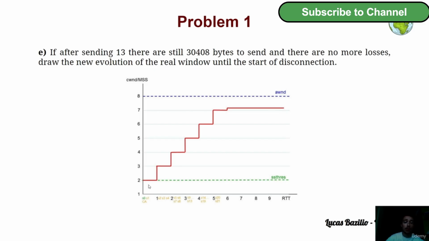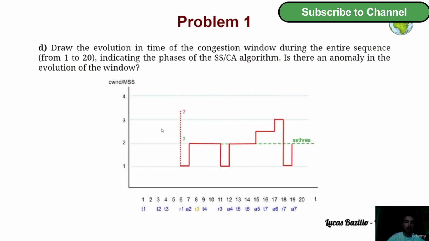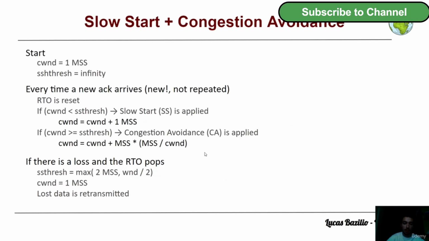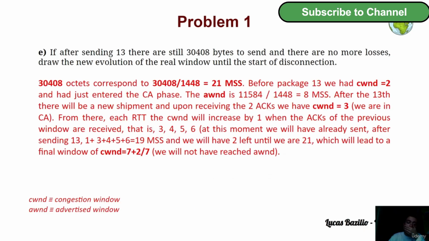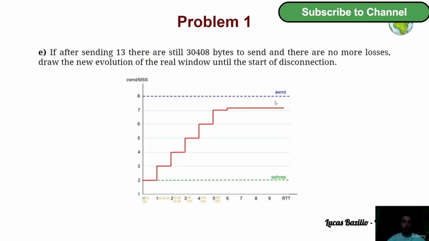Keep in mind that here we are considering the case from the package 13. Essentially we continue this graph that we saw before, but now instead of beginning from time 1, we begin from time 13, from the exchange 13. This origin of the plot is the exchange 13, and now the x-axis is 1 round trip time. So at each round trip time, the congestion window will be increased by 1. This is what happens in the congestion avoidance. And then the final increment is 7 plus 2 divided by 7, so we will never reach the value 8, which is the value of the advertised window.